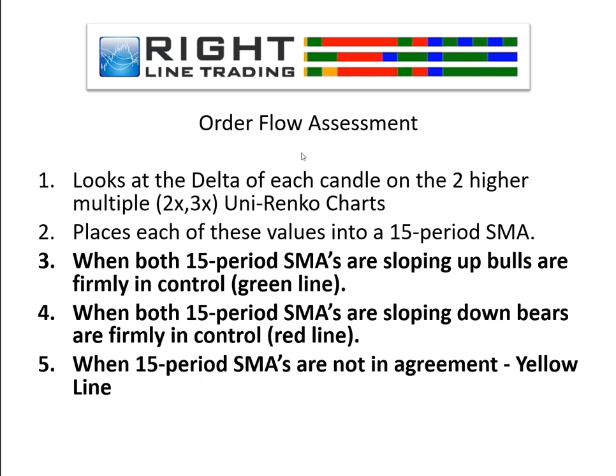If you're trading a 377 tick, it's going to look at the two higher fib numbers, a 610, the next higher fib. You're trading a 5 range, it'll look at the 8 range and the 13 range. The key is, it is not assessing the delta of the candles on your trading chart. It's assessing the delta of the candles on your two higher time frames. And that really is part of the power of the system.